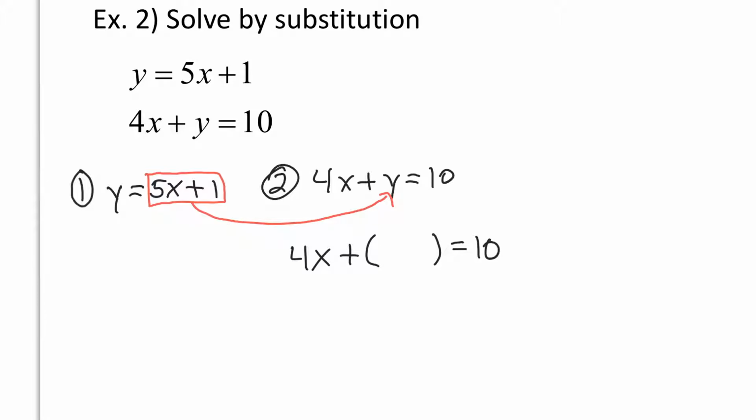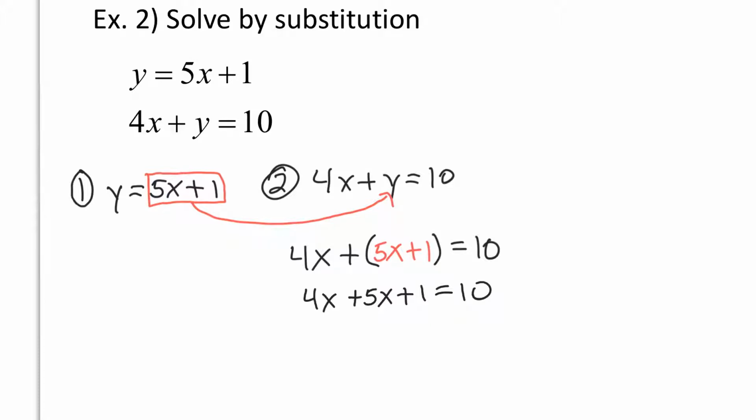So what is y? 5x plus 1. Now, notice that outside of the parentheses, we have an invisible 1, positive. So if you distribute the 1, nothing is going to change. So we don't need those parentheses. So I'm just going to have 4x plus 5x plus 1 equals 10.